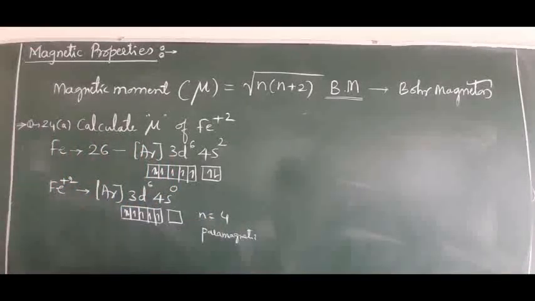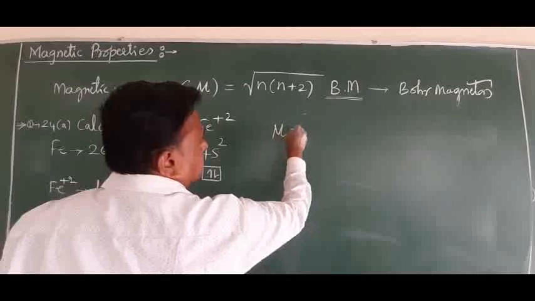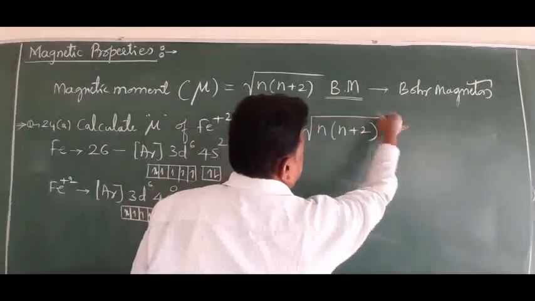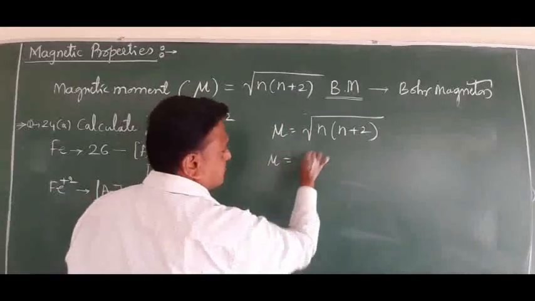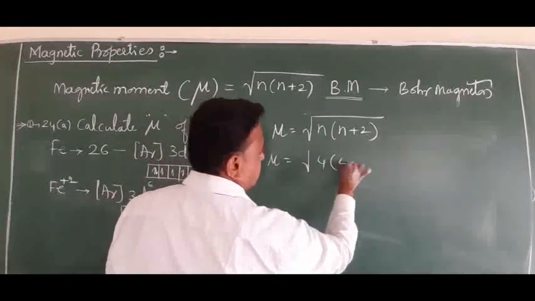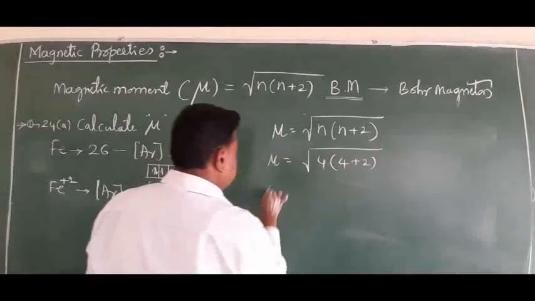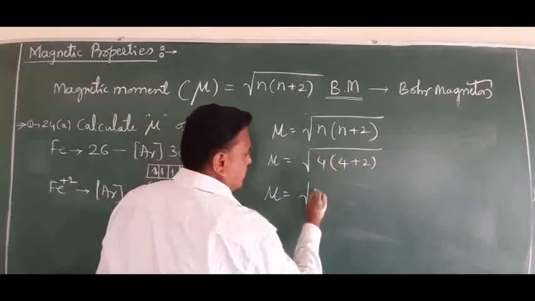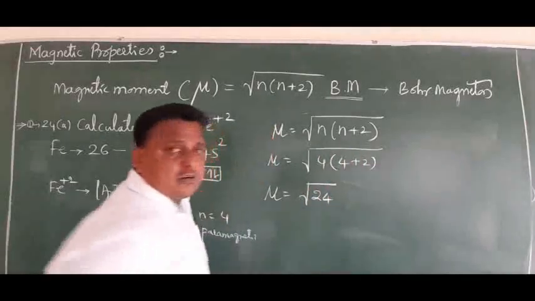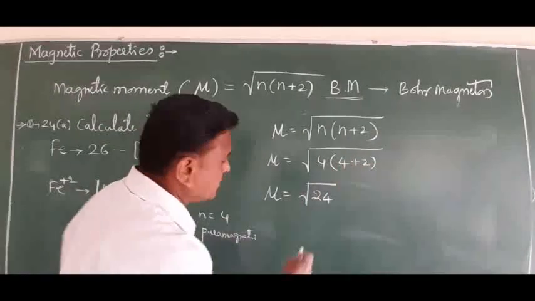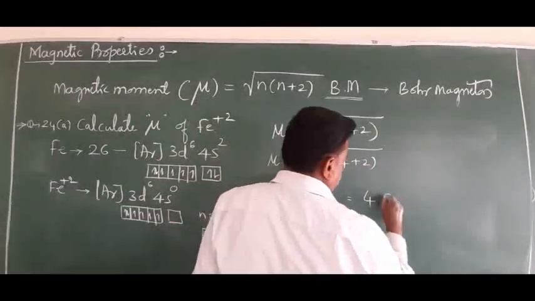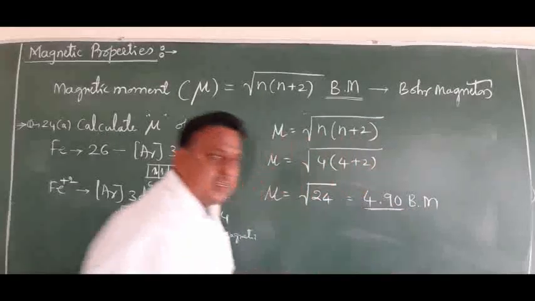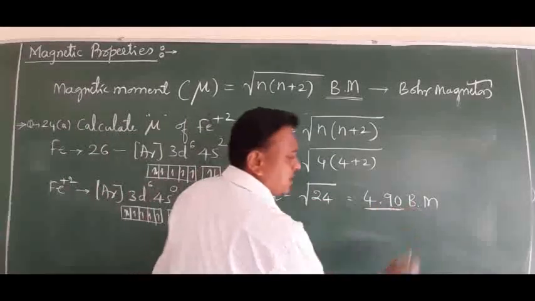Paramagnetic. Yes, based on 4 you can calculate the mu. Mu is equal to square root of n into n plus 2. So mu is equal to square root of 4 into 4 plus 2, simple. 4 plus 2 is 6, 6 times 4 is 24. Yes, the value is 4.90. You can easily calculate. So this is 4.90.